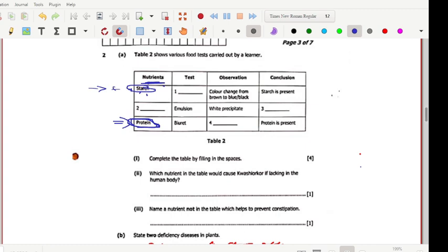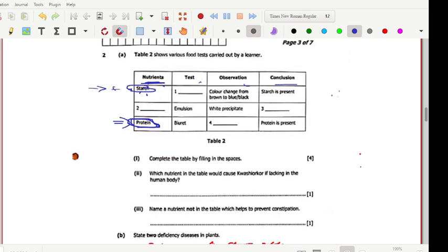Then you need to know the test and also how you observe them, then also the conclusion. If you're able to understand that, it will be easy for you to have a better understanding of what I'm talking about. Then you need to understand, in both plants and animals, if such nutrients are not present, what would be the result, and diseases which can come out of that. It's very important. So let us look at this question.